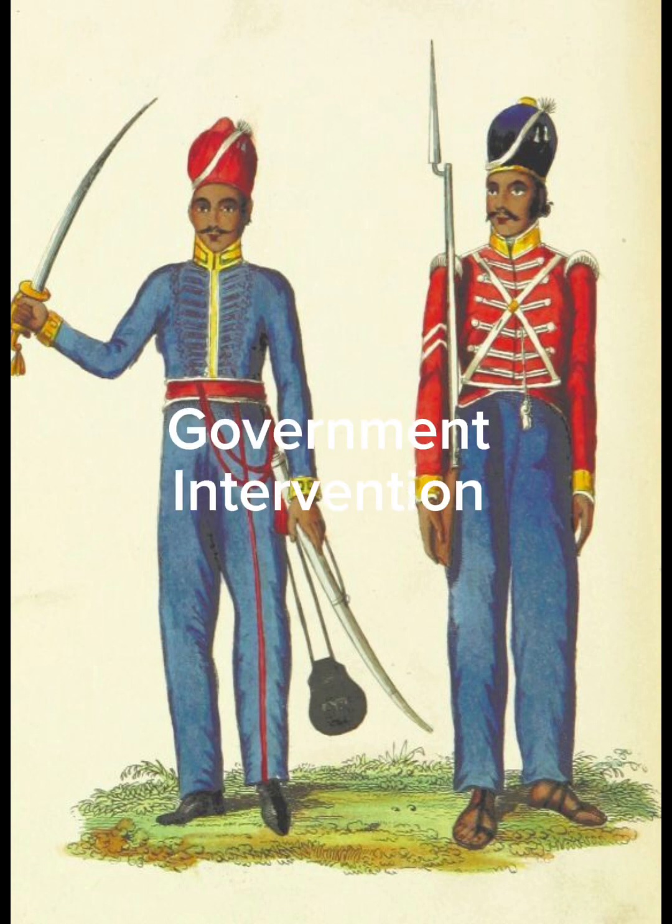The British government, in response to the rebellion and growing concerns about the company's governance, decided to take direct control of India. The Government of India Act of 1858 transferred the company's administrative power to the British Crown, effectively ending its role in governing India.